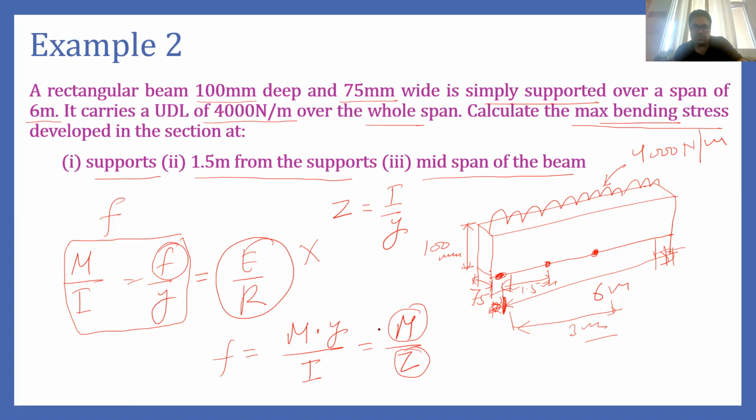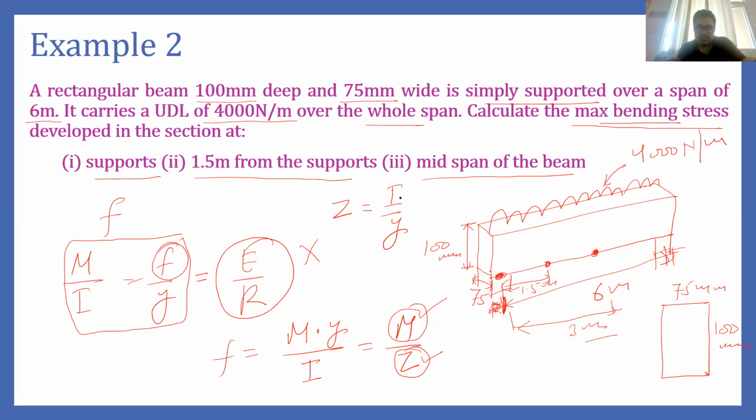So what we will do is we will find out bending moment at zero distance from the support, at 1.5 meter from the support, and at midspan. And we will simply put that value in this formula. And we will also try to calculate the Z value in this case. Now, if we see the cross section of this beam, which is 75 mm width and 100 mm depth.